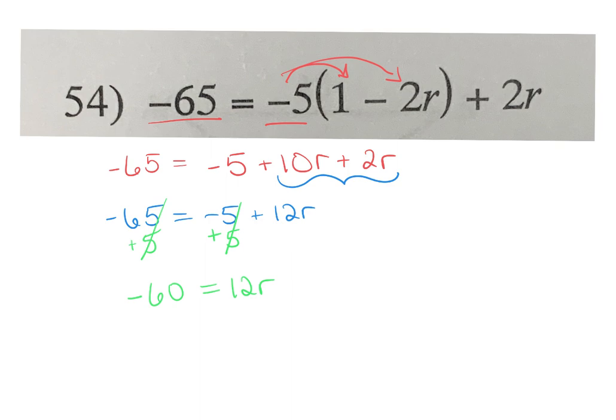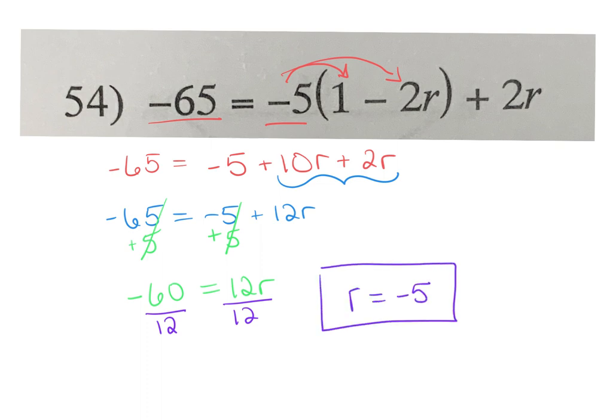And then we are now at this point dividing. And again, you have to apply your rules of positives and negatives. We're doing a positive 12 divided over, so negative 60 divided by positive 12 is going to give us our negative 5. If you want to check it, you plug it in and do order of operations. So wherever you have an r, plug in a negative 5 and do order of operations.